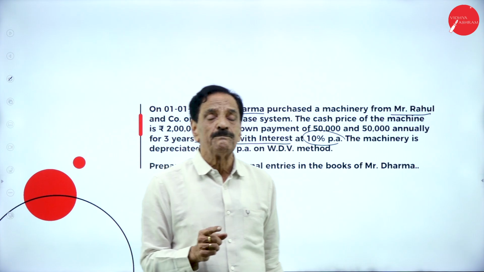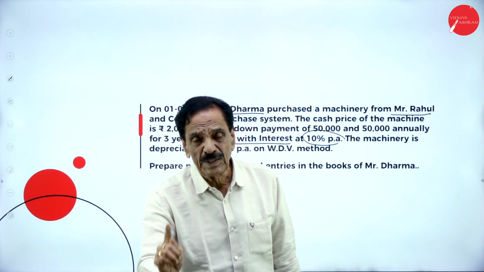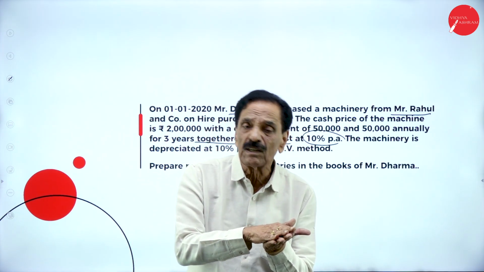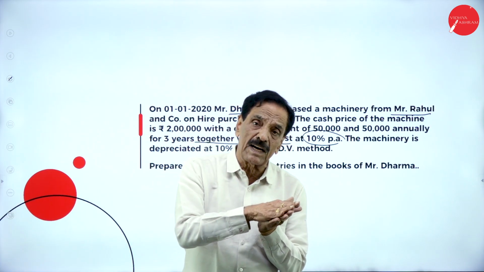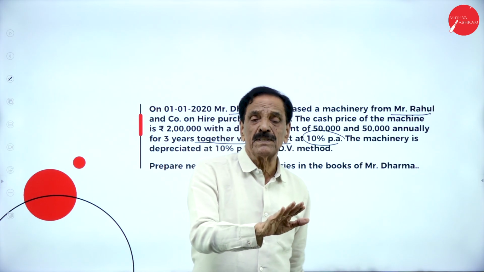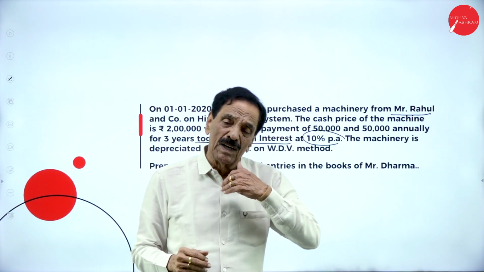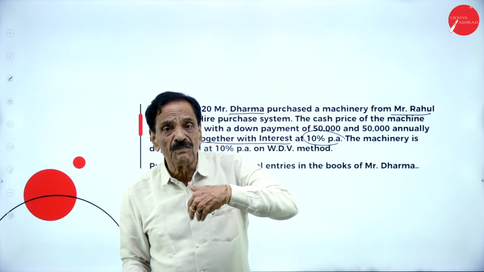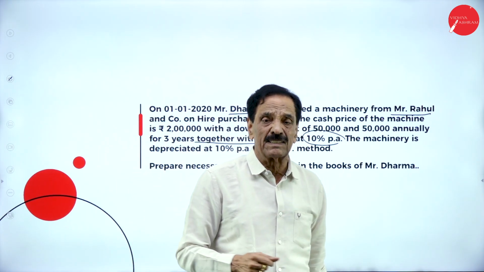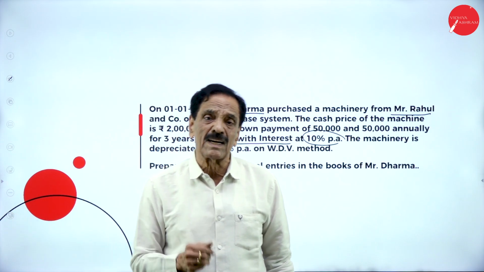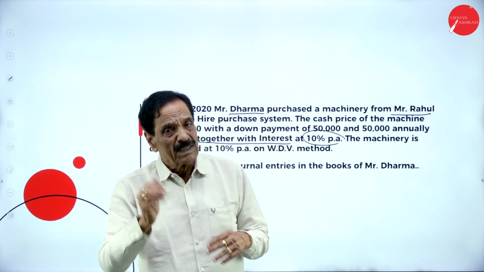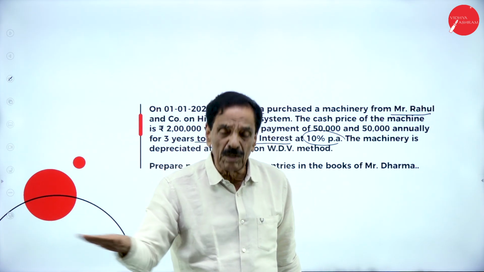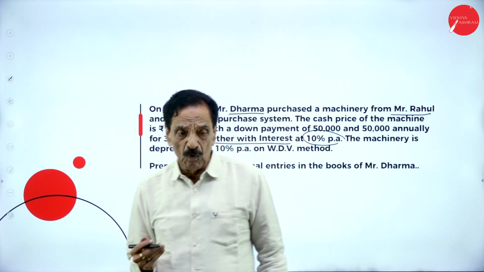What is the first entry on 1/1? Asset account debit to hire seller account, hire seller account debit to bank account. These are 2 entries. Then on 31st December, start with interest account debit to hire seller account. Then he pays the first installment, hire seller account debit to bank account. For depreciation, depreciation account debit to asset account. Transfer entry, profit and loss account debit to interest account and depreciation. This goes in favor of the first year. Second year, start from interest. What's the entry? Interest account debit to hire seller account, hire seller account debit to bank account, depreciation account debit to asset account, profit and loss account debit to interest account and depreciation account. These are verbal entries. We'll move on to the problem now.